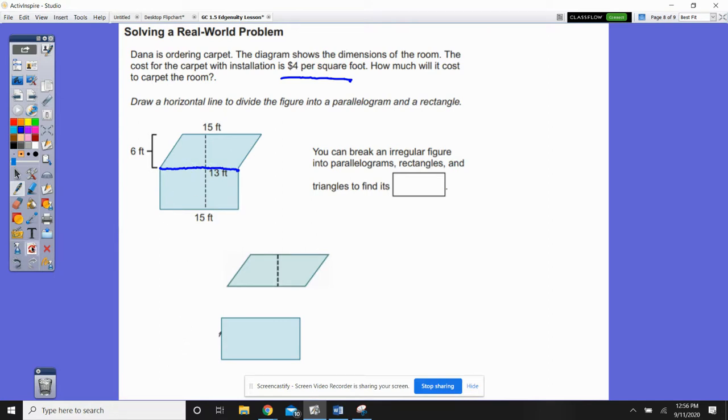So what do we have here? The whole height is 13. This much is 6. So then this much will be 7. So the rectangle is actually 15 by 7. Base times height, you would take 15 times 7, which is 105. So this piece is 105.